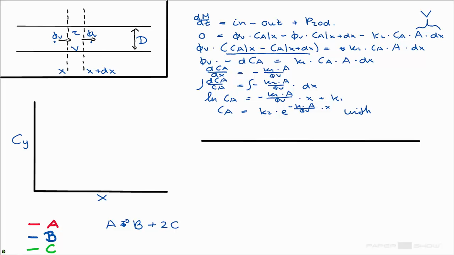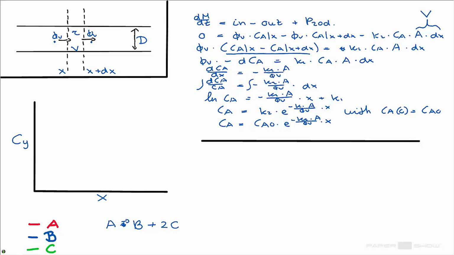With the initial condition of Ca at x is 0 is Ca0, and I can always fill in a number here later on. This is easier if you want to tune with, for example, this initial condition. And if I fill this in, you can see my final equation. So this is the concentration profile of Ca over the reactor in x. So I can now determine the concentration of A in the whole reactor.